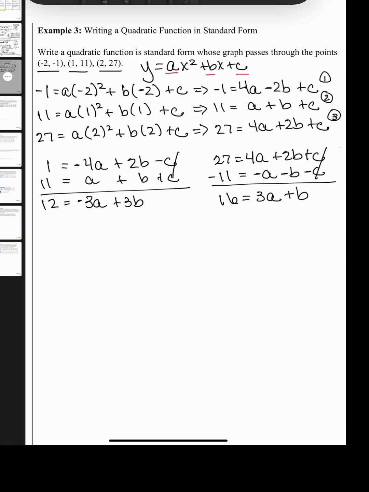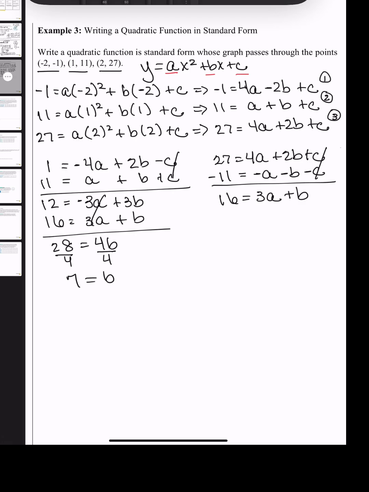Okay, so now I notice between these two equations, wow, I think my a terms are opposite of each other. So I think I can just combine these two equations and hopefully get a value for b. So let's see, I'm just going to take that second equation there. That's 16 equals 3a plus b. Looks like I get 28. The a terms go away. I'm just left with 4b. Divide both sides by 4. I get the fact that b equals 7.